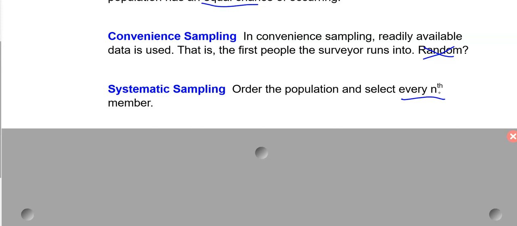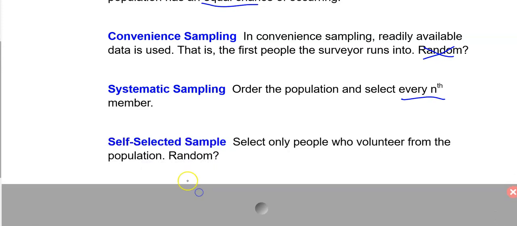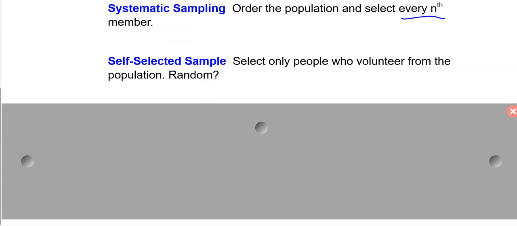That would be a random way and a good way of doing things if they're all coming to the same location or something, and you could all ask them that question. A self-selected sample is not random. This is a lot of internet polls, where you send out a survey and see who responds. You see that a lot at St. Mary's, actually. It's not very reliable data, unfortunately.